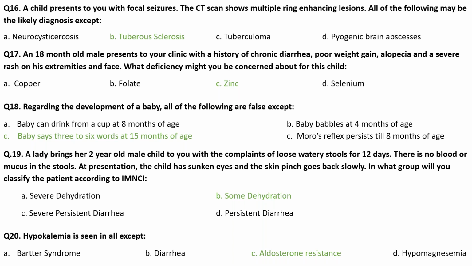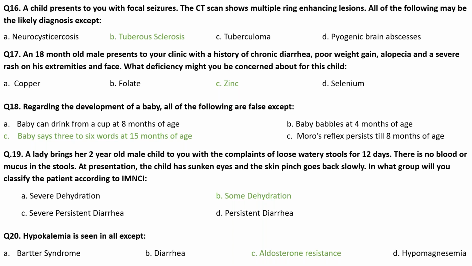Okay, regarding the development of a baby, all of the following are false except, so we had to find the true statement. A baby can drink from a cup at 8 months of age. That is false. We usually develop it by 12 months. Baby babbles at 4 months of age. Again, this is wrong. Baby says 3 to 6 words at 15 months of age is the correct answer. Moro's reflex persists. Usually Moro's also persists only up to 2 to 4 months.